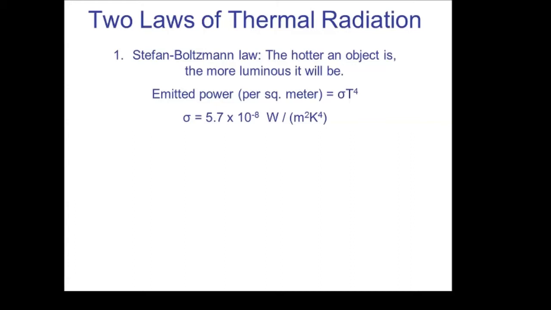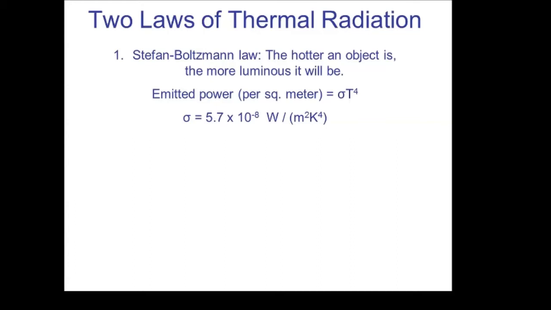So if you were to plug in the temperature of an object in Kelvin, what this gives you is watts per square meter. How much energy is being released by the object, how many watts per square meter of the object. So this is a way that we characterize how much energy is being released by the object. That's one of the laws.